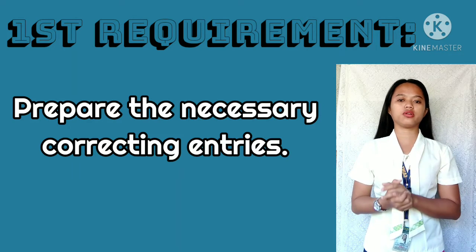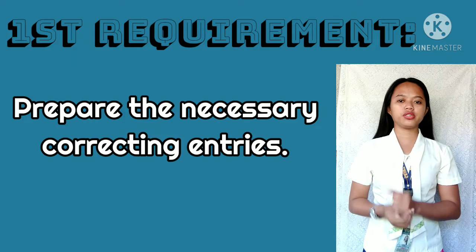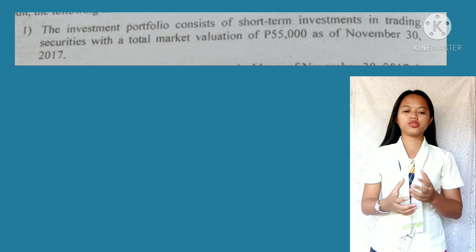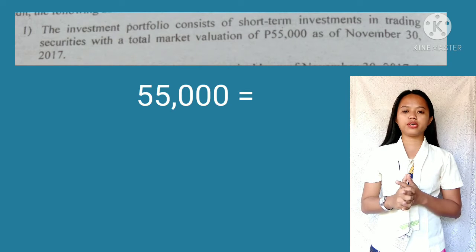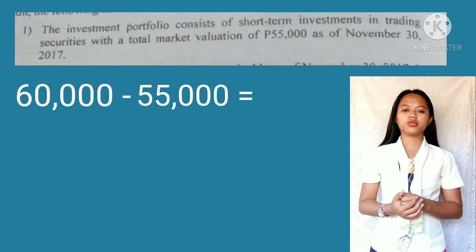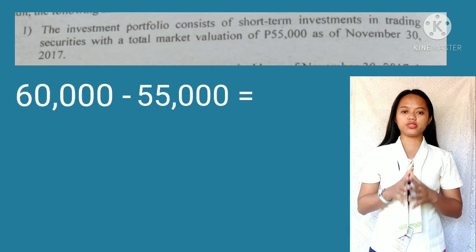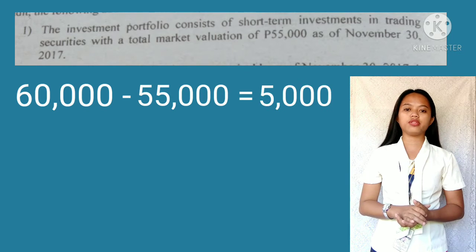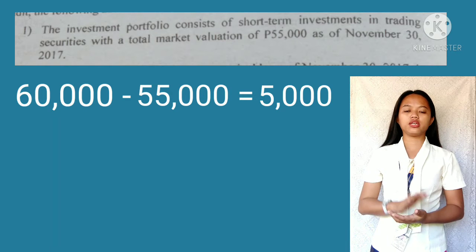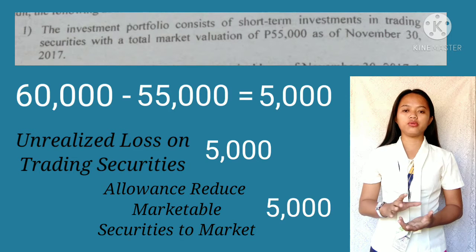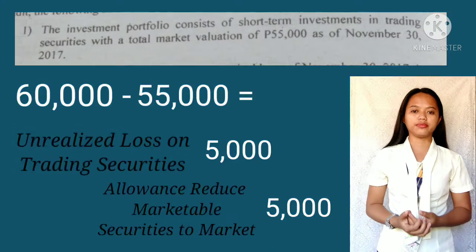Let us first go over the first requirement, which is preparing the necessary correcting entries. The first additional information obtained was: to get the unrealized loss on trading securities, we have to deduct the 55,000 pesos of total market valuation from the 60,000 pesos of marketable securities at cost shown in the statement of financial position. Then we'll get the unrealized loss on trading securities of 5,000 pesos. The necessary correcting entry would be a debit of unrealized loss on trading securities and a credit of allowance to reduce marketable securities to market.